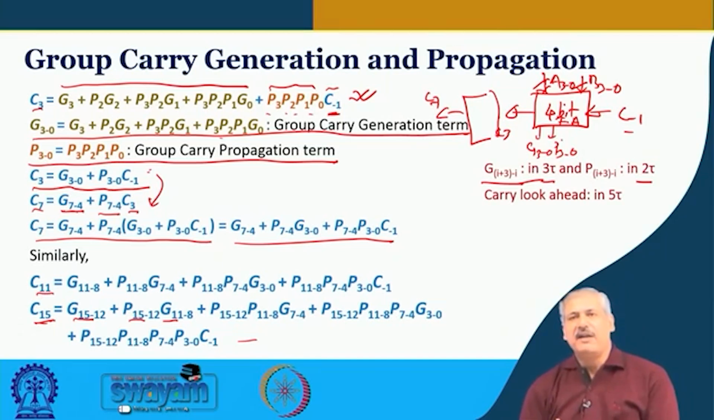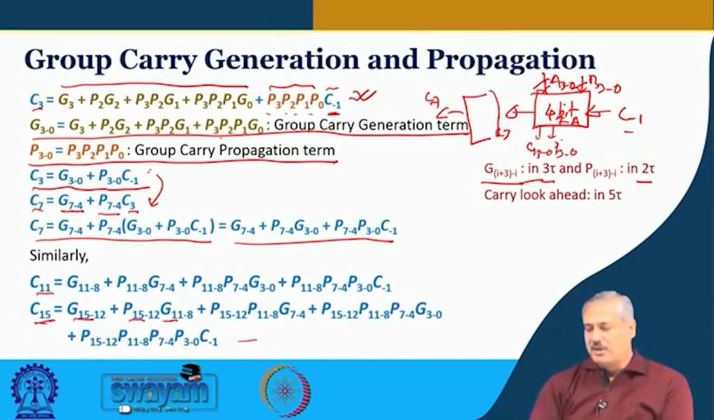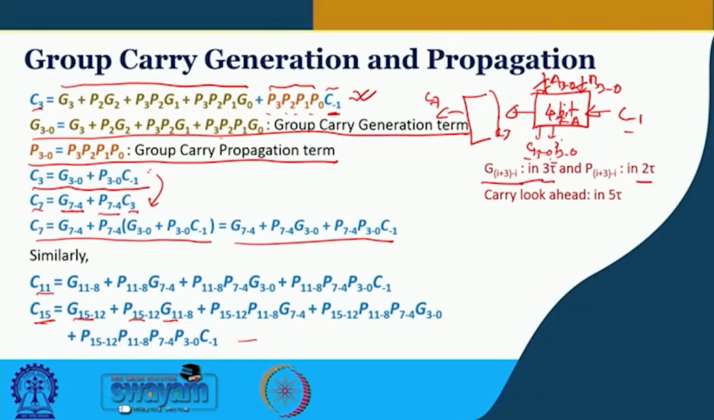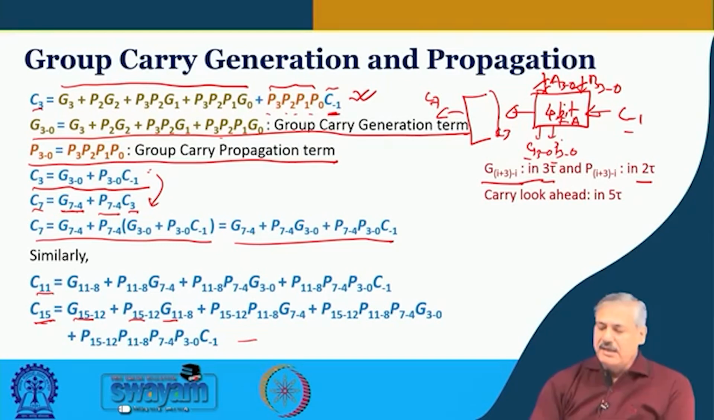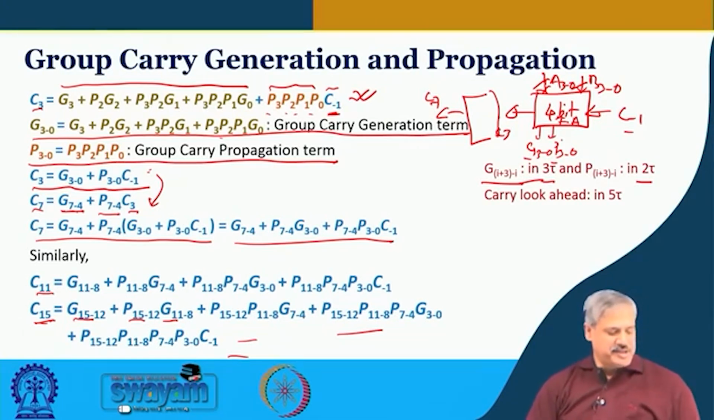So, we need an aggregator, and each of these terms needs to generate the group carry generation and group carry propagation terms. And we see that the equation is similar. This aggregator can also take individual bits to generate the corresponding carries at the individual level. This is what we can understand by comparing the equations.